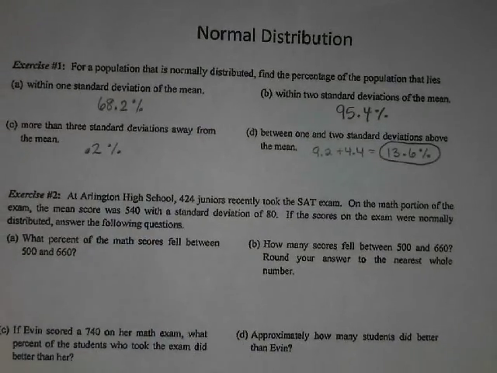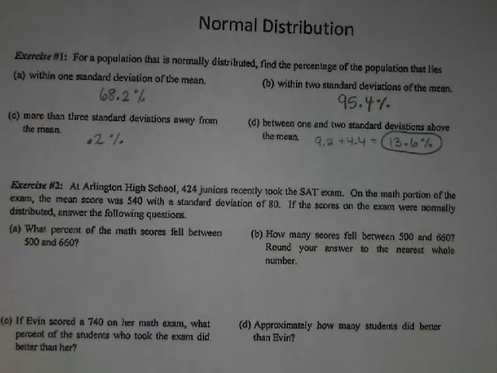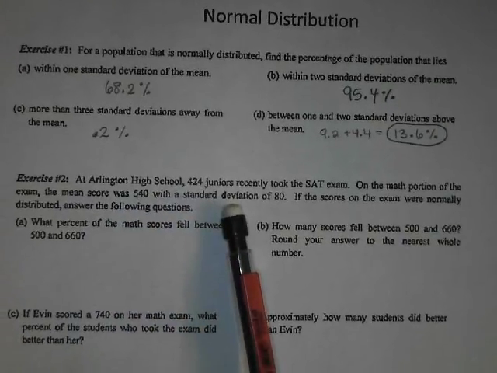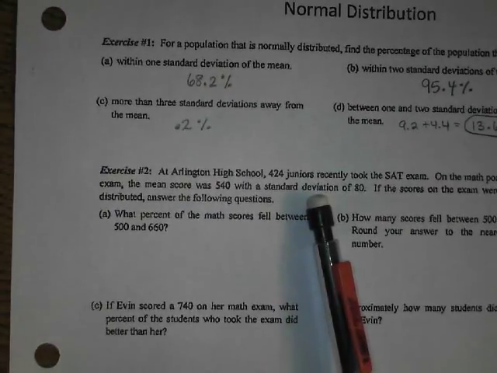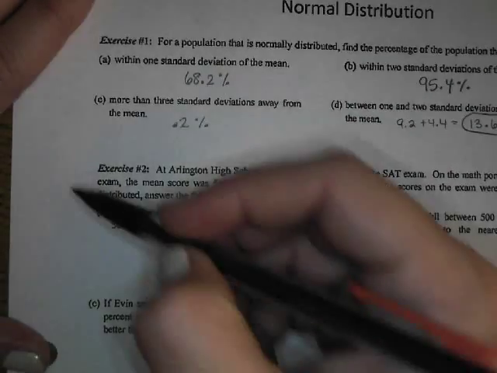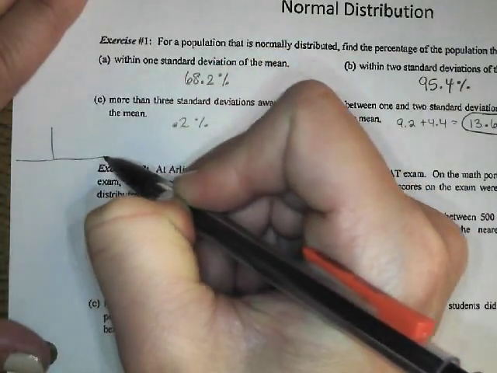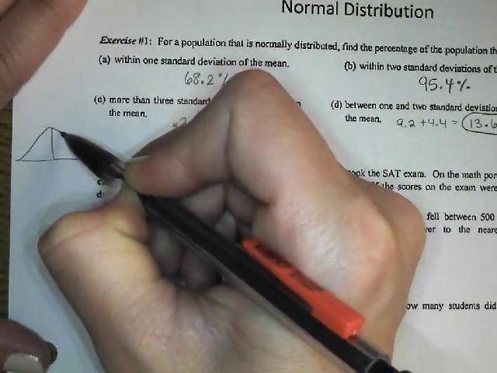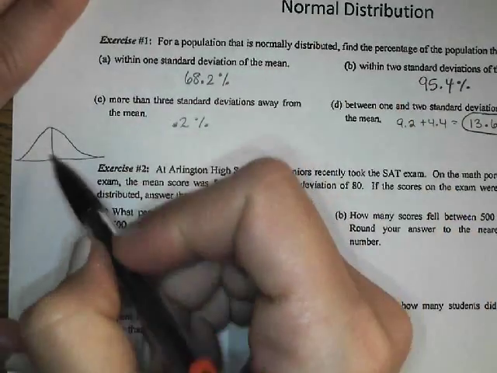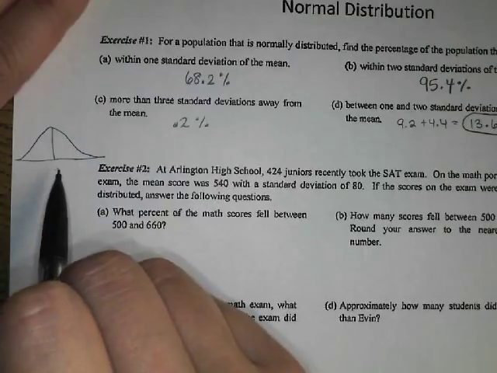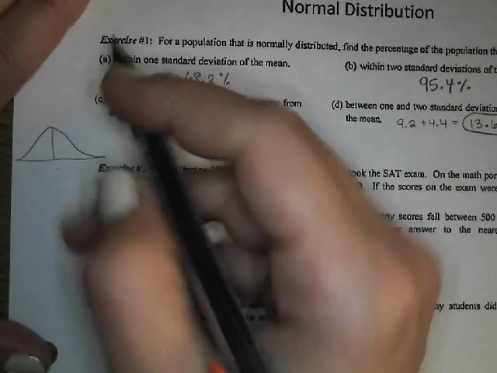Exercise 2. Arlington High School has 424 juniors. On the math portion, the average was 540 with a standard deviation of 80. So here's the very first thing I want you to do. Sketch a graph of a normal curve, and right down the middle, you put the average, which was 540.